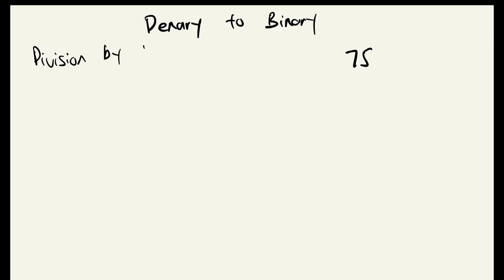How do we convert denary to binary? All right, in our textbook, there are two methods. I'm going to show you the first method, and we're going to use a denary number of 75. The first method is division by 2. We're going to write 75 right here, and write a box so that we can divide it by 2.